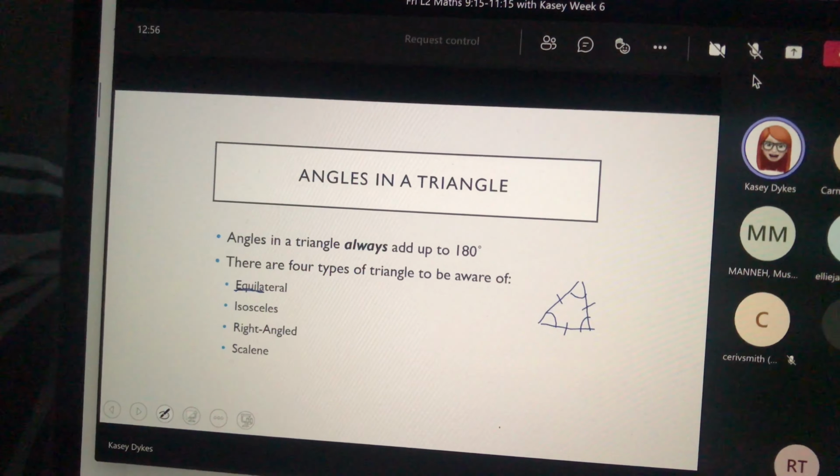Okay. Is it 60? It is 60. Good, yeah. In an equilateral triangle, each angle is going to be worth 60 degrees, because they're all the same. And so all we're doing is taking our 180 and dividing it by 3.